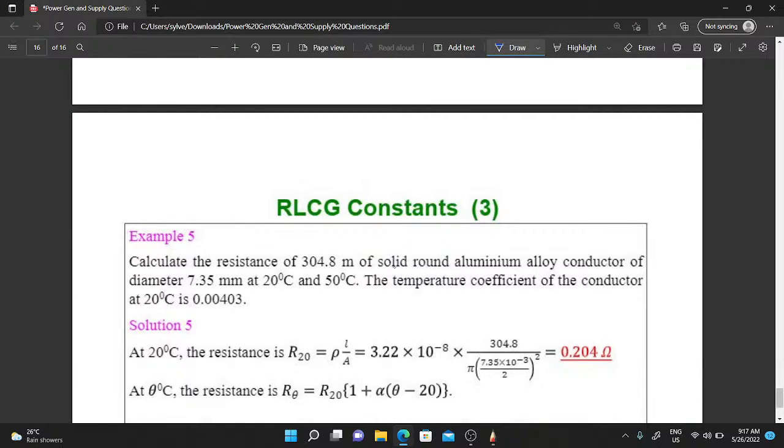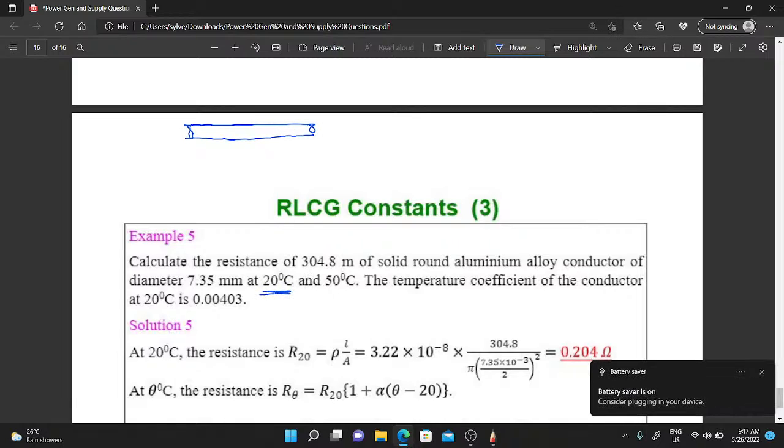So we've been given the resistance, we've been given the diameter. We know that a piece of wire is cylindrical, right? Yes, it's cylindrical. This is how every wire looks. So we have to find the resistance at 20 degrees Celsius and at 50 degrees Celsius. Now we know that our resistance at 20 degrees Celsius is given by rho L over A.